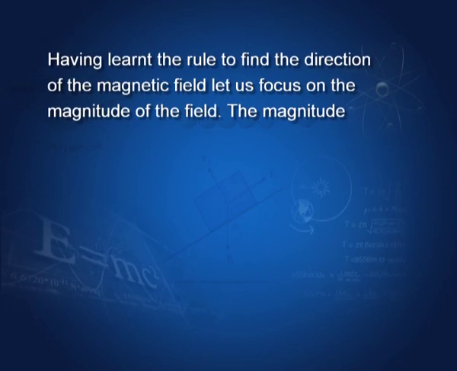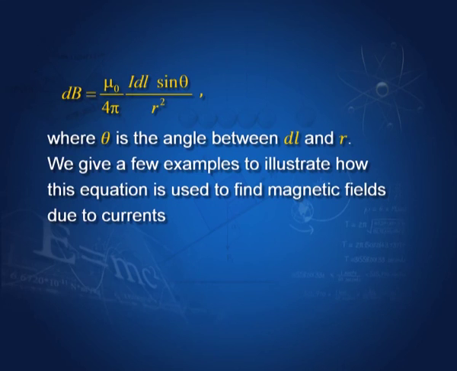Having learned the rule to find the direction of the magnetic field, let us focus on the magnitude of the field. dB is given by mu 0 by 4 pi, I dl cross r cap, which can now be written as I dl sin theta by r squared, where theta of course is the angle between the current element and r. So, let us apply it so that the idea gets fixed.